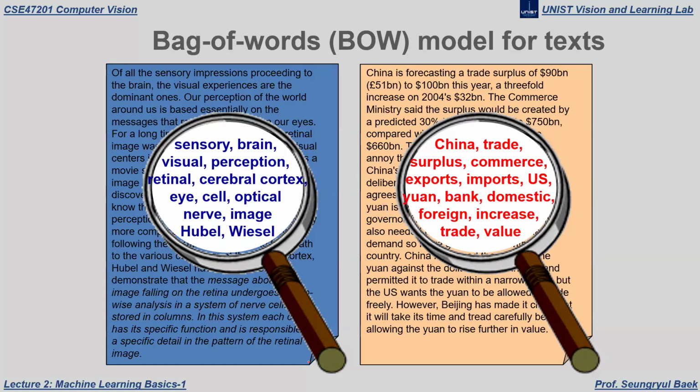Actually they want to make some histogram of the words for encoding the text paragraph. If you encode the paragraph as the histogram of the words, then that representation somehow encodes the topics, the semantics of the paragraph, right?